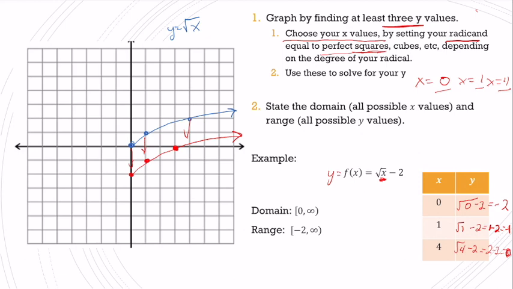Oh, I graphed this wrong. It's when x is 4, y is 0. There we go. Okay. My domain is all possible x values. My x values go from when x is 0 to positive infinity. My range, because it was shifted down 2, starts at when y is negative 2 and goes to positive infinity.